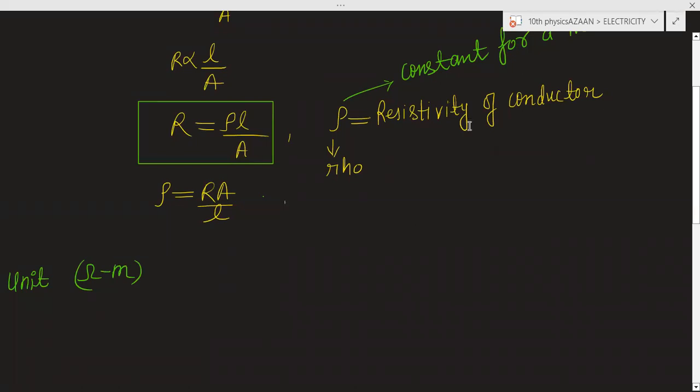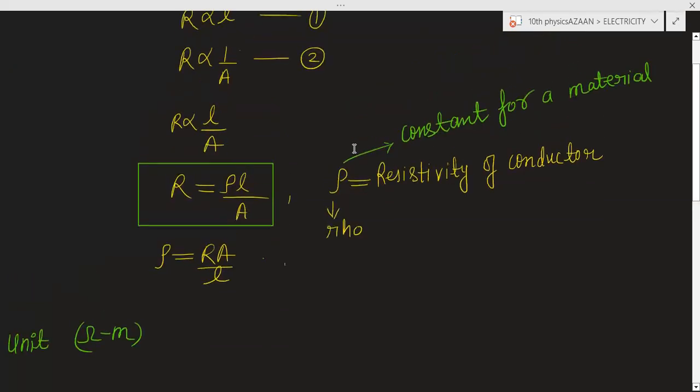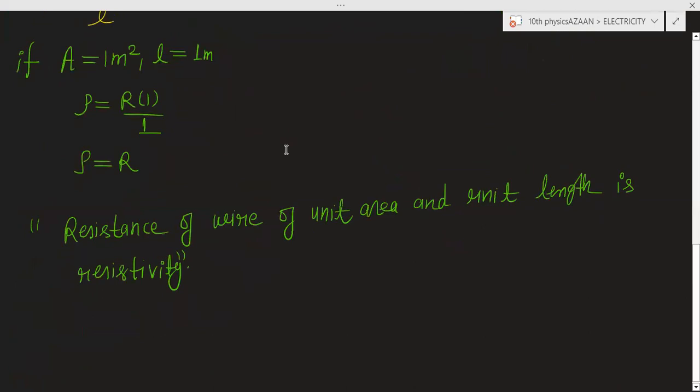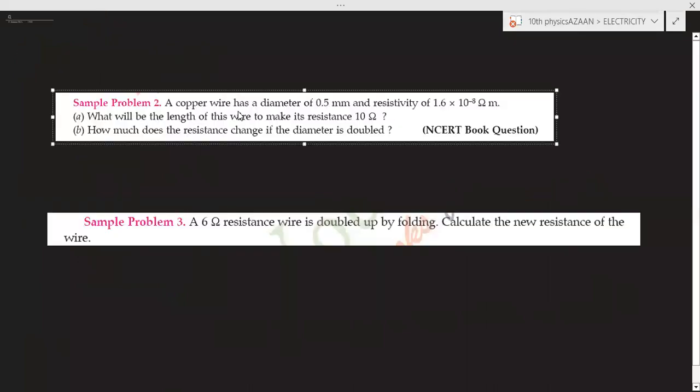And the resistivity of a particular conductor is constant. For example, for copper the resistivity will be different, and for aluminium the resistivity will be different. It means the resistivity depends upon the nature of the material. So basically, we can define resistivity: it is the resistance of a wire of unit area and unit length. Now we'll solve some questions on resistivity.